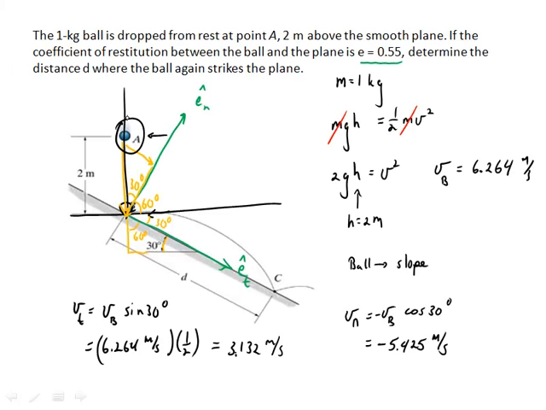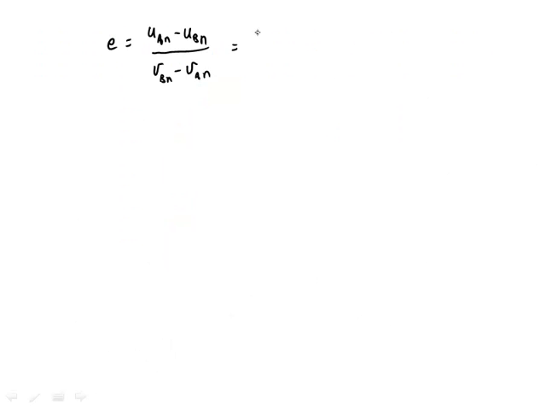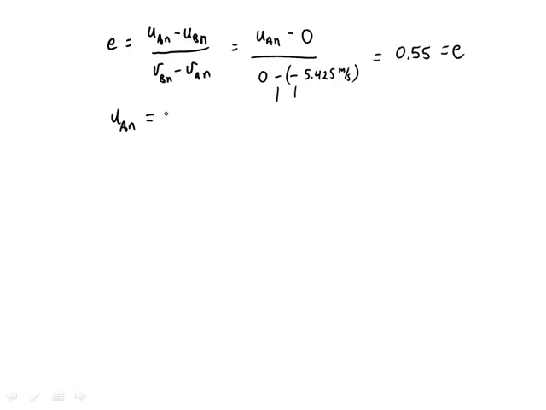And in our case, the ball is A, and B is actually the incline itself, which is, of course, not moving. So this will be U sub A normal, which I'm looking for, minus zero, all divided by V sub B, but that's the incline, so it's not moving, minus a minus 5.425 meters per second. And all of that's going to equal 0.55, which is our E value. So this minus and that minus will cancel to give me a plus. And I'll end up with U sub A normal. That's normal component of ball A after it hits the ground. And that will be 2.9837 meters per second.